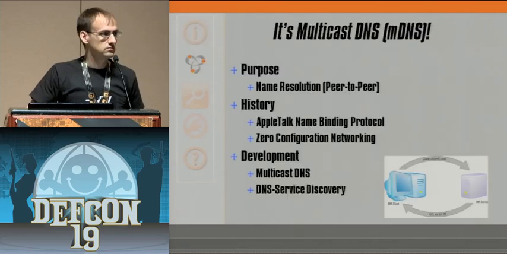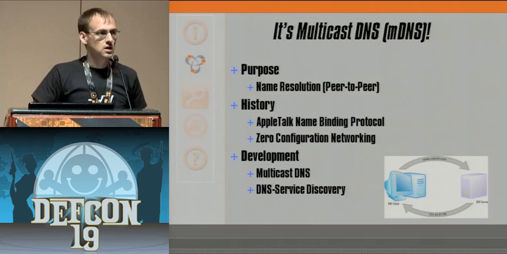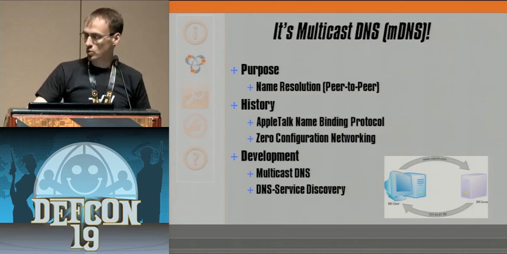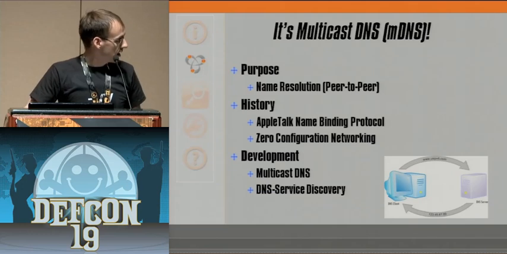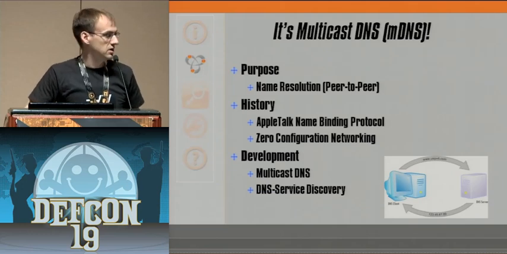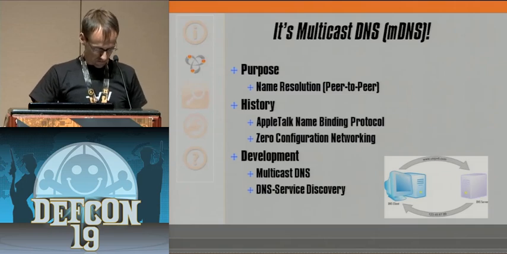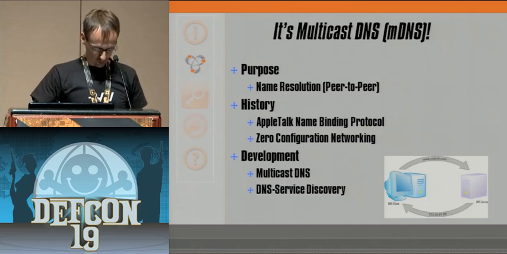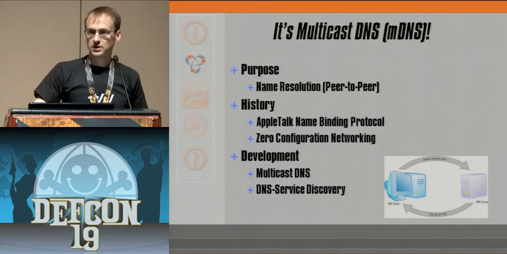It is multicast, or it was multicast DNS. And the purpose of multicast DNS is peer-to-peer name resolution. It does have a history. Multicast DNS is the successor to AppleTalk name binding protocol, and it was eventually added to Apple's zero configuration networking initiative. Now, in addition to multicast DNS being part of this initiative, there was also an addition by Apple of DNS-SD via multicast, or DNS-Service Discovery via multicast, to the initiative to allow for peer-to-peer service discovery in addition to the name resolution. All right, so you can begin to see how this is going to look.